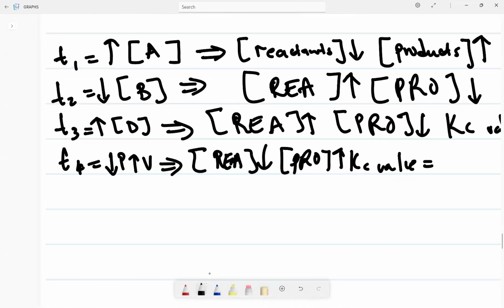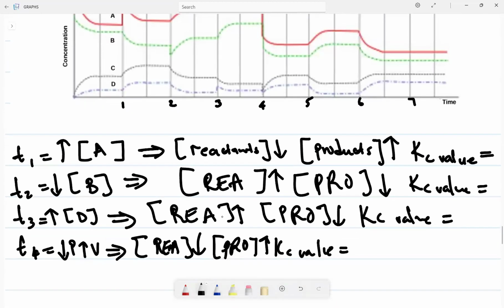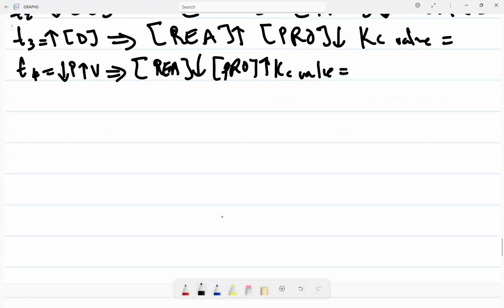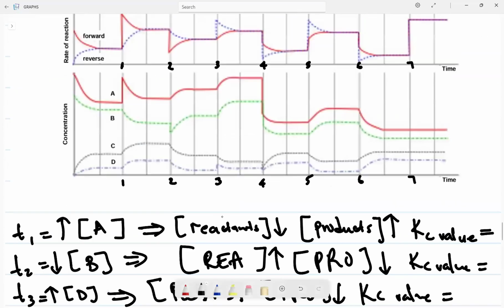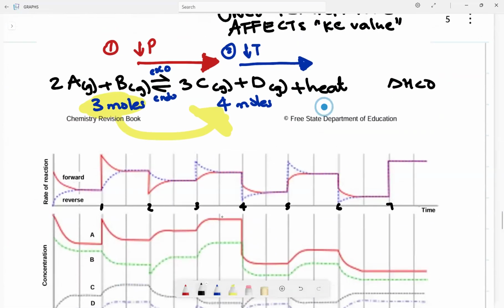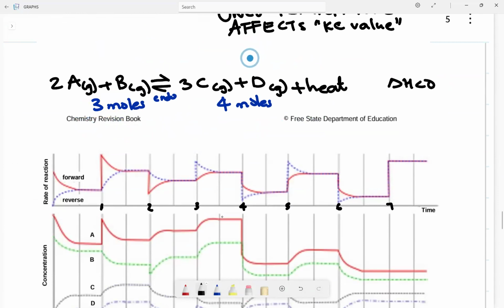But the Kc value remains constant. Remember, it is only affected by temperature. Yes. Now let's look at T5. Okay, T5. This is exo. Why am I saying the top one is exo? Because remember, this one tells you the information about the forward direction. So it tells you the forward direction is exo. So it means the reverse direction is endo. Yes, like that.